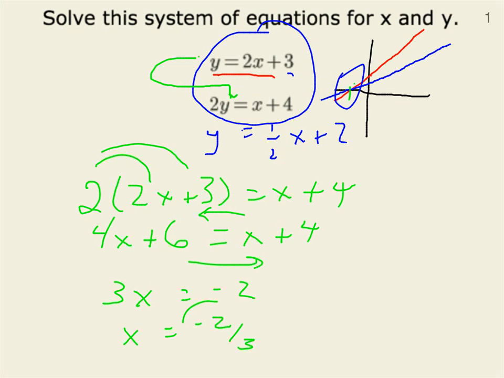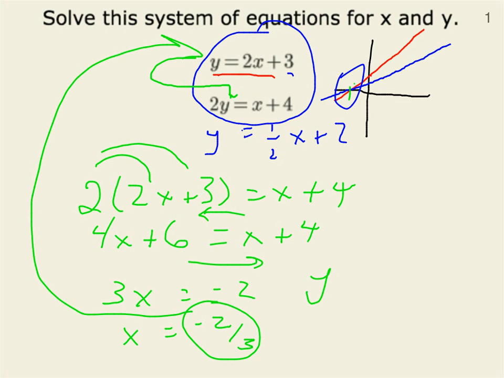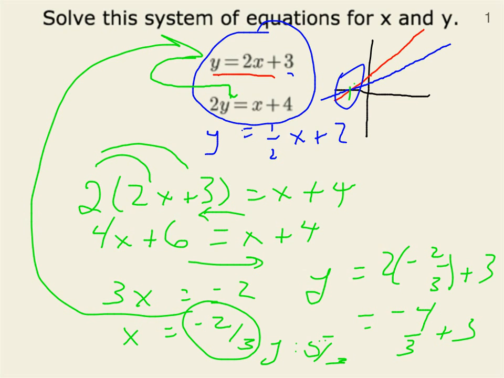If I plug that into either one of the equations, say let's go back up to the first one, I'll get the y value. So y is equal to 2 times negative 2/3 plus 3, which comes out to be negative 4/3 plus 3. So that's 5/3 altogether. This y value is above the x-axis, up at height 5/3. So my graph was off a bit, but we can now see what the solution is.